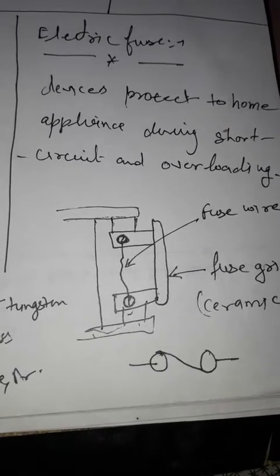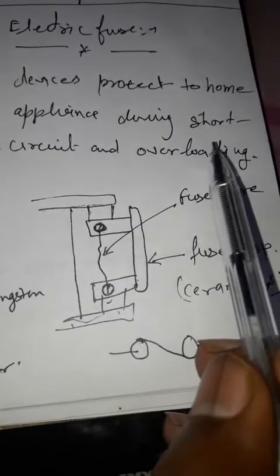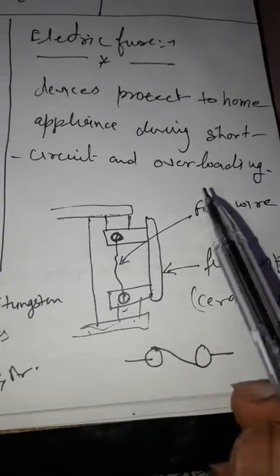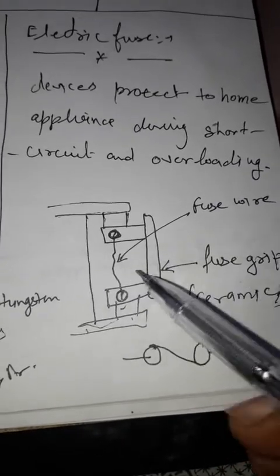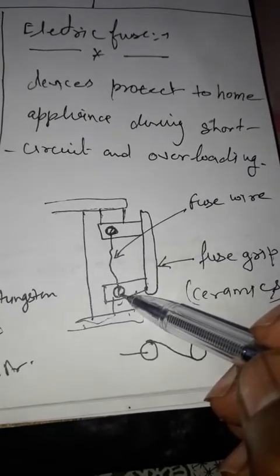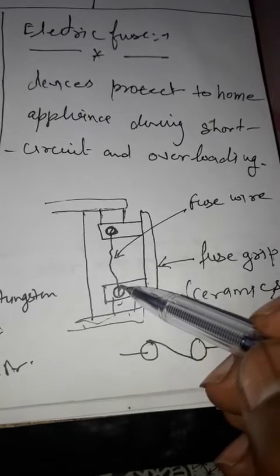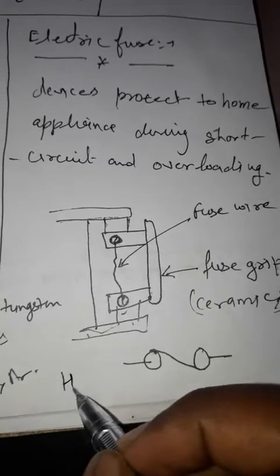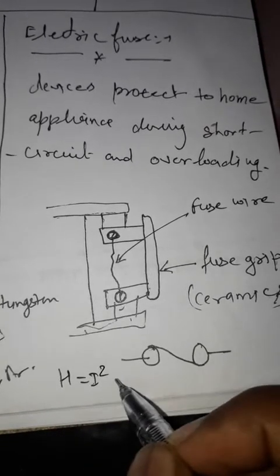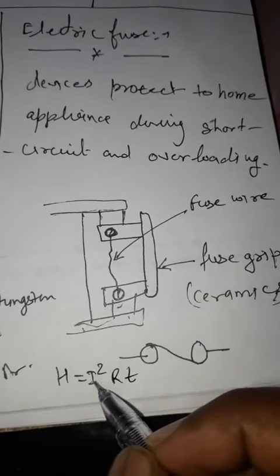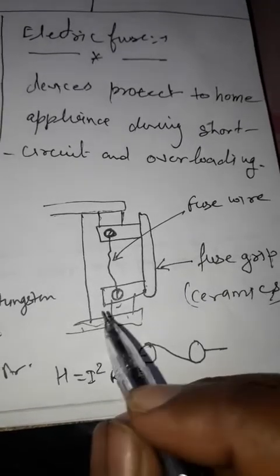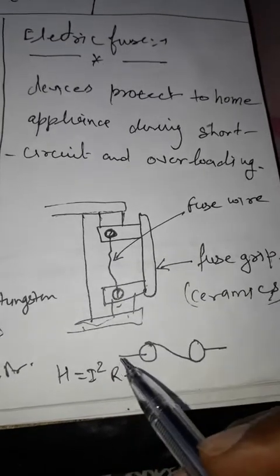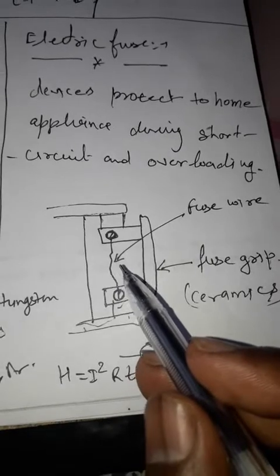First of all, in case of short circuiting, what happens in a short circuit? In a short circuit, a large amount of current is flowing through the wire. When current exceeds certain limits, it produces a very high amount of heat according to the heating effect, that is H equals I squared R T. As the resistance of this wire is also high, it produces an enormous amount of heat.